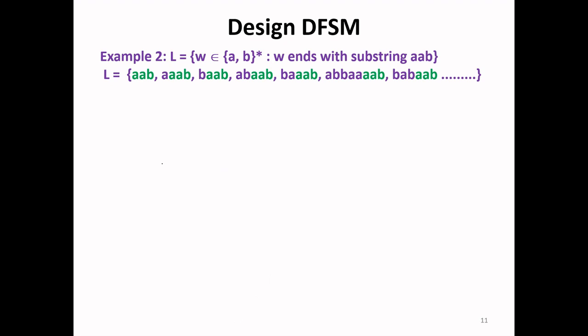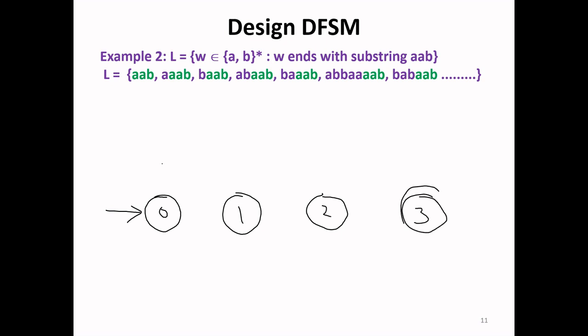So let us design it, as we had done in the previous FSM. State 0, 1, 2, 3. 3 is the final state for the string AAB. So is this DFSM complete? No. We have to complete it in such a way that from each state we will be having one compulsory transition for input symbols A and B.